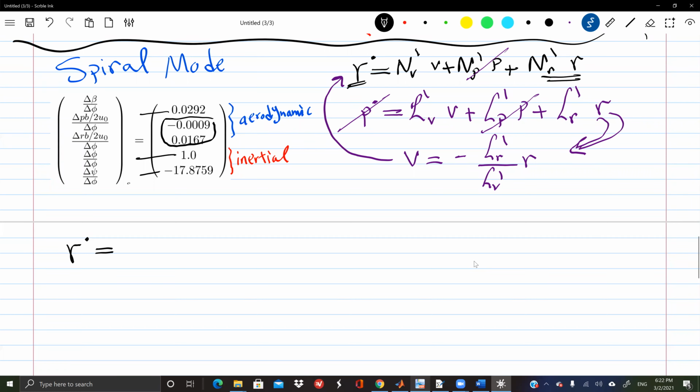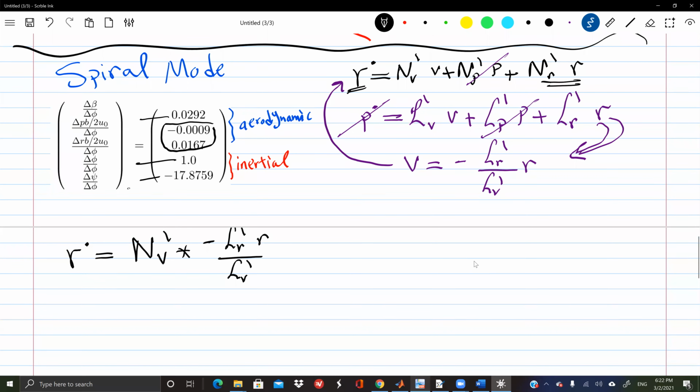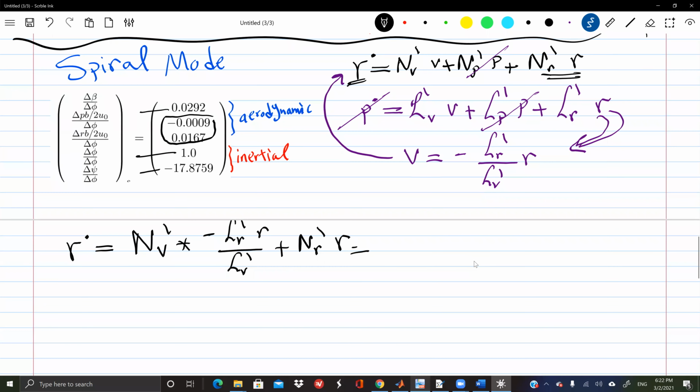Let's substitute V here. So I have R dot equals NV times V. So let's substitute for V. It's LR times R over LV. And again, if you're bothered by the dashes, drop all of them. Plus NR times R. So I have R from here and R from there. So let's collect them together.